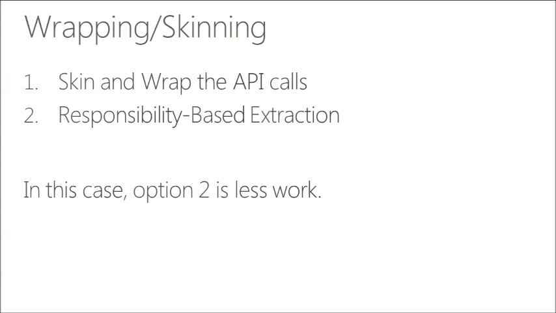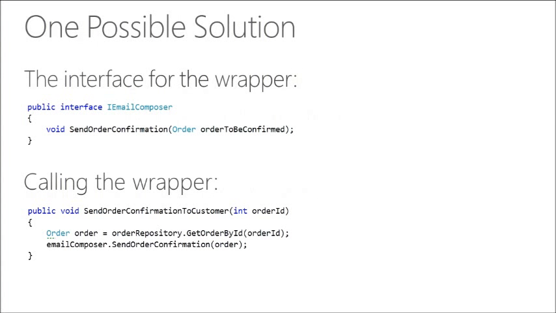It's pretty dumb. It just delegates. It just calls the different methods on SMTP client. And if that's a big third-party API, then that could take a long time and a lot of testing. So an easier approach, and which I would use in this case, is responsibility-based extraction. That's the only thing I'm going to use SMTP client for, is to send an email. So I just do a wrapper just for that. Let me show you what that looks like.